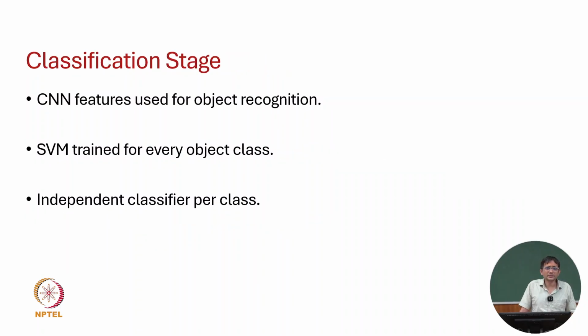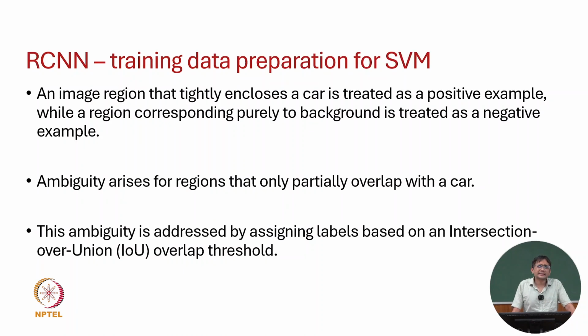So now talking about the classification stage, we have the CNN features. An SVM is trained for every object class on the CNN features. Thus, we have an independent classifier per class. RCNN training data preparation for SVM goes like this. An image region that tightly encloses a car is treated as a positive example, while a region corresponding to background is treated as a negative example.